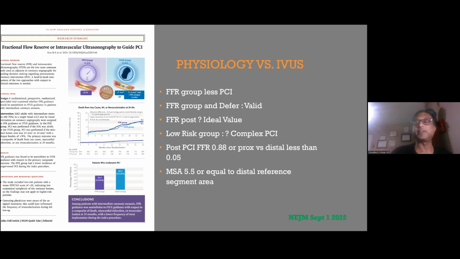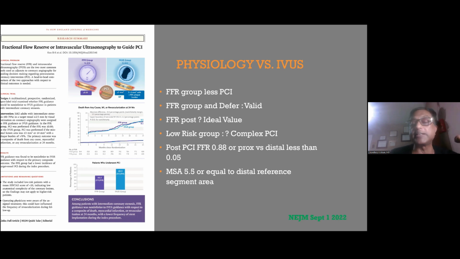And maybe we achieve an improvement in FFR more than 0.05, or use the anatomic definition that minimal stented area of 5.5 or more. Or we make sure that the distal reference segment area matches. And Dr. Narula pointed out that this is not only this, whether are we changing the plaque composition, and are we able to alter the plaque composition so that our delivery of devices giving us enough room so that we can come out good with the PCI.